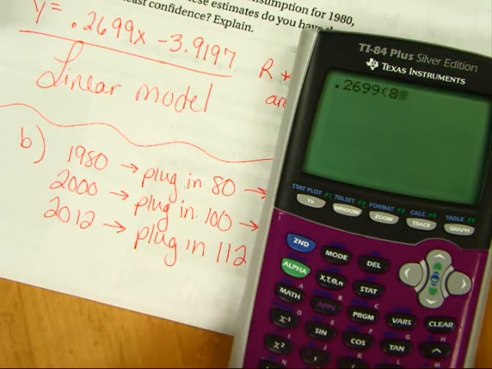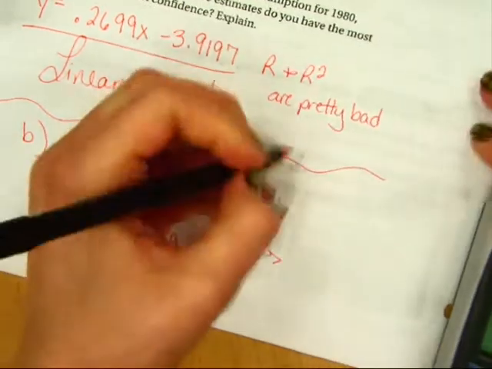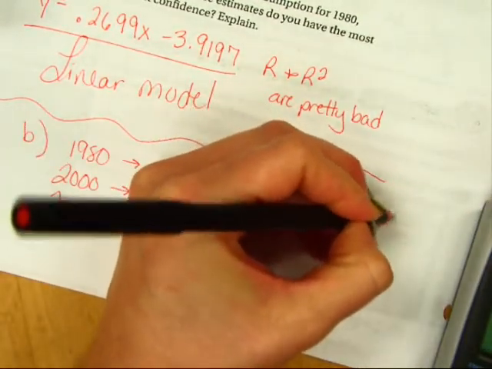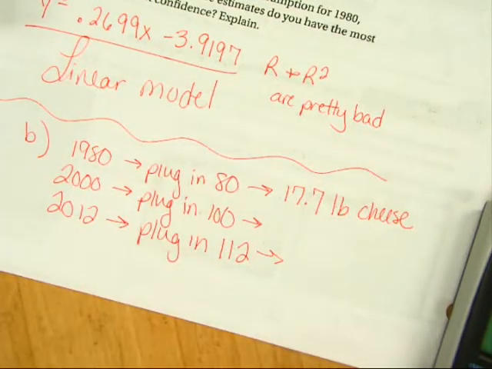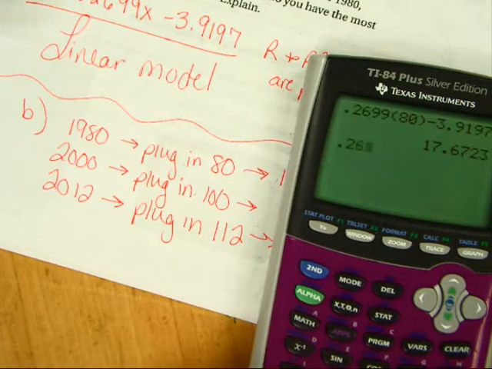0.2699 times 80 minus 3.9197. So 17.7 pounds of cheese. Alright, and that would be in 1980. And now we'll plug in 100. So 0.2699 times 100 minus 3.9197.